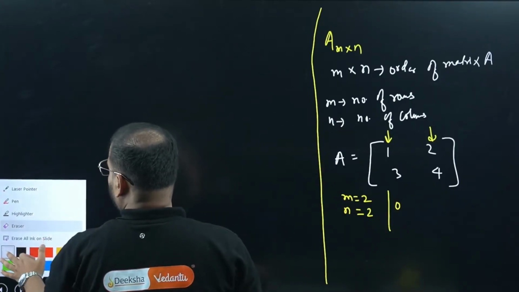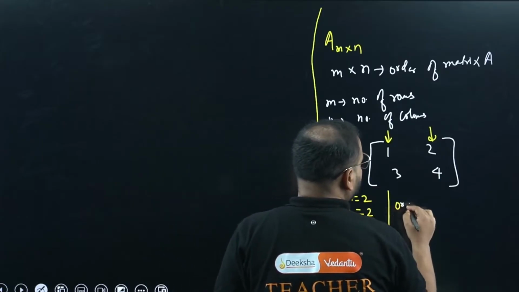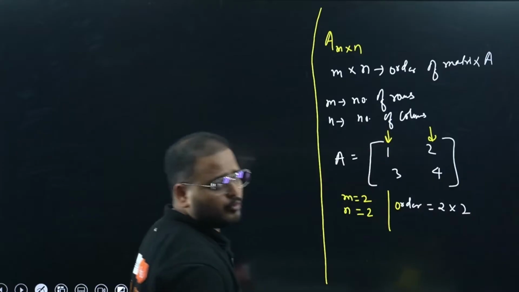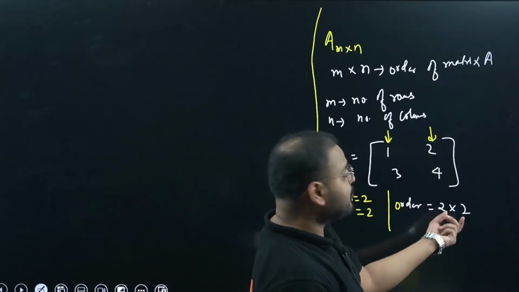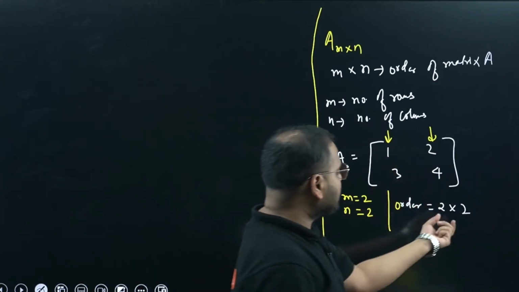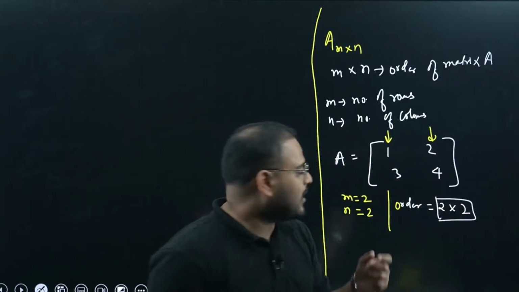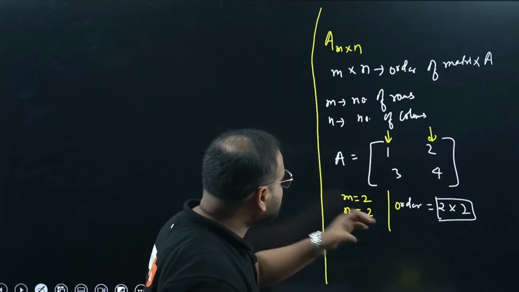Is it 4? Do we write it as 4, sir? 2 cross 2. Is it 4? No, it's not 4. We don't write 2 cross 2 as 4. Yes, the number of elements will be 4 actually, but the order will be written as this only. Only 2 cross 2 we will write. So this is called order of matrix.